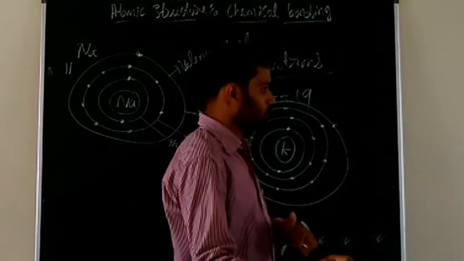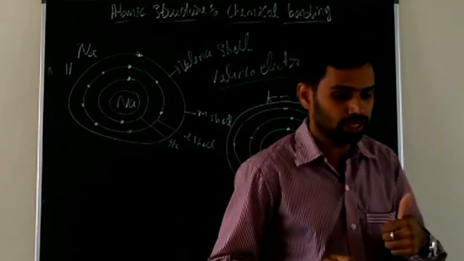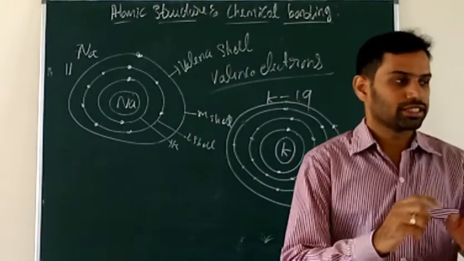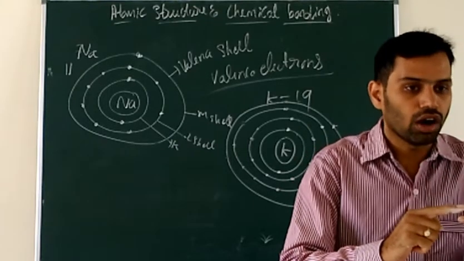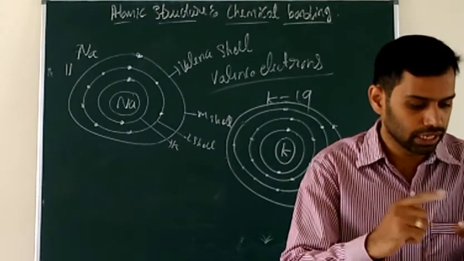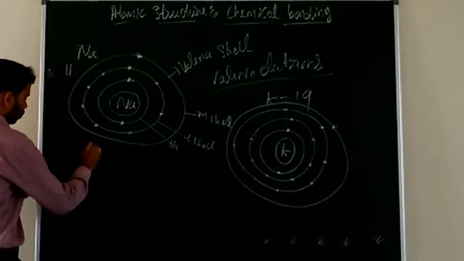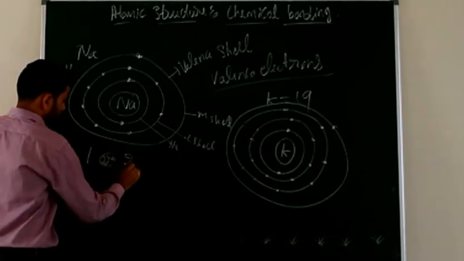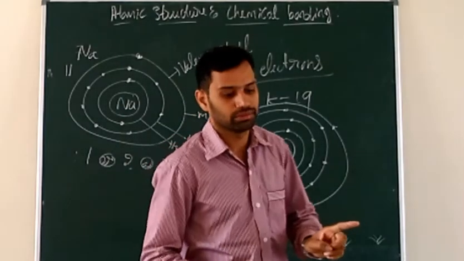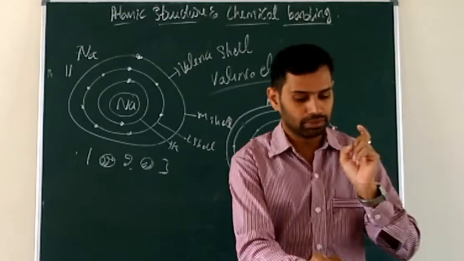So chemical properties depend on the valence electrons, and these valence electrons are responsible for chemical reactions. The elements which have 1 or 2 or 3 electrons in their outermost shell are considered as metals, except hydrogen and helium.